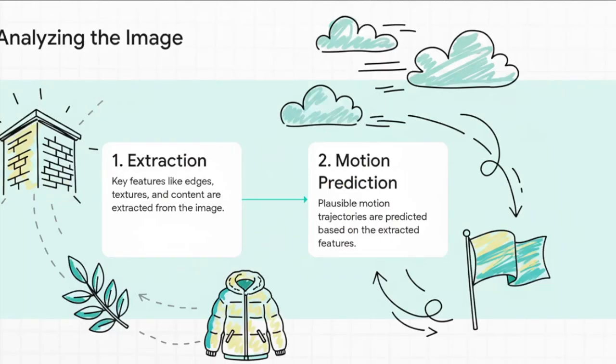So first, the AI puts on its detective hat. It scans the picture for key features, the edges of things, different textures, a person's face. Then, based on all the videos it's ever seen, it makes an educated guess about how those things might move. Maybe the clouds will drift, or the leaves on a tree will rustle in the wind.